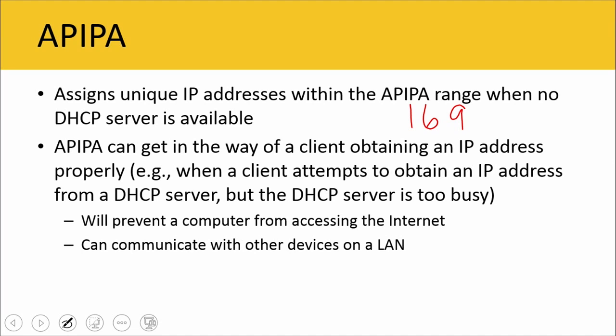So when a client attempts to obtain an IP address, the DHCP server might be too busy or some other issues might come up. It will prevent a computer from accessing the internet if you have one of those addresses. But the good news is that you can use it to access and communicate with other devices on your local area network.